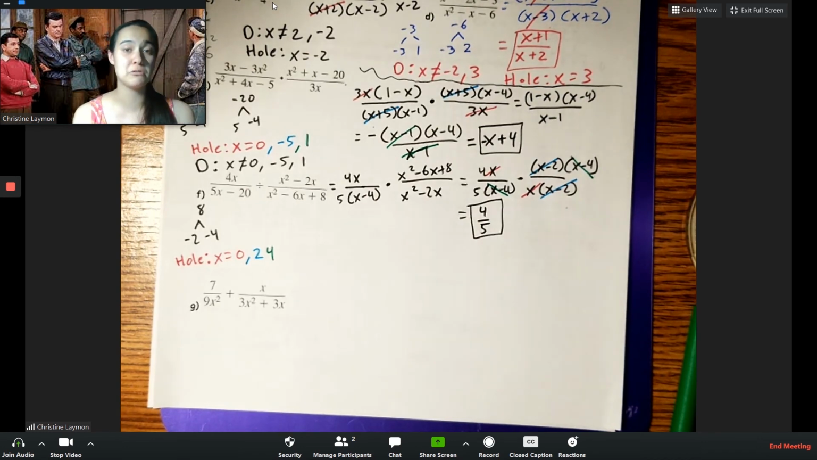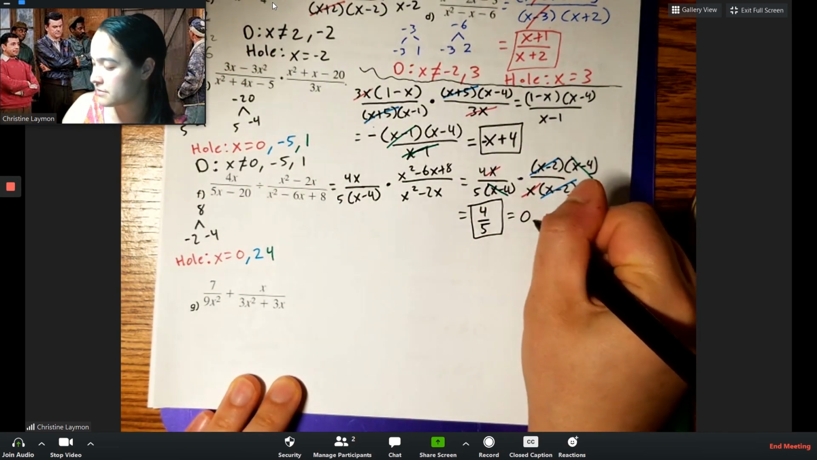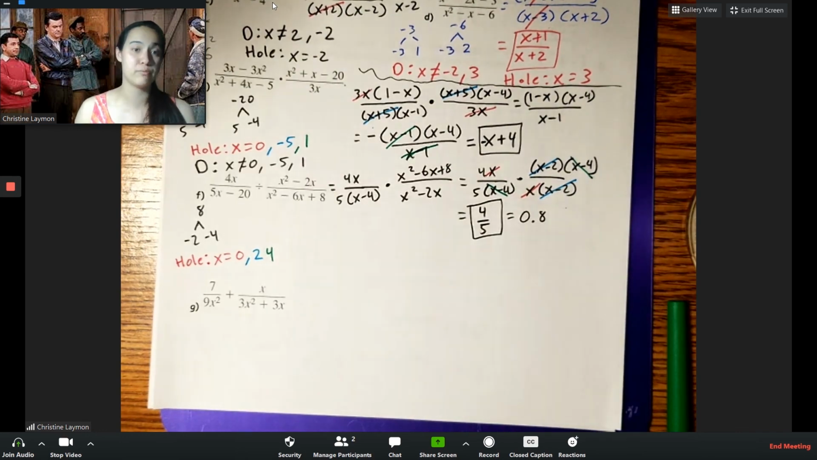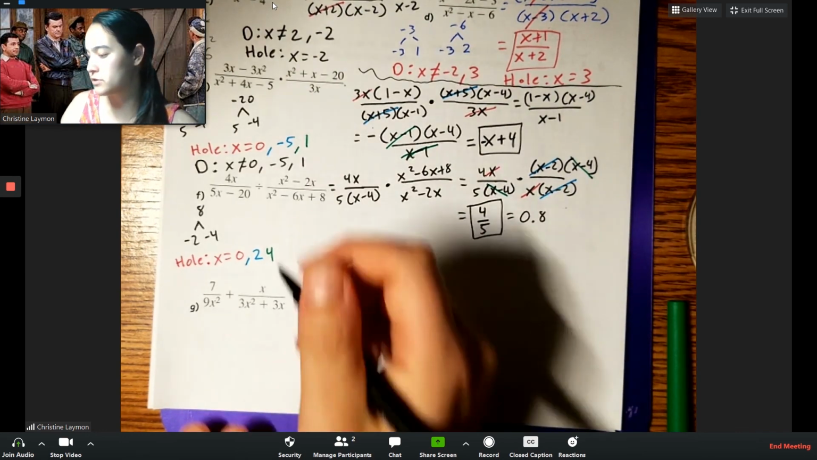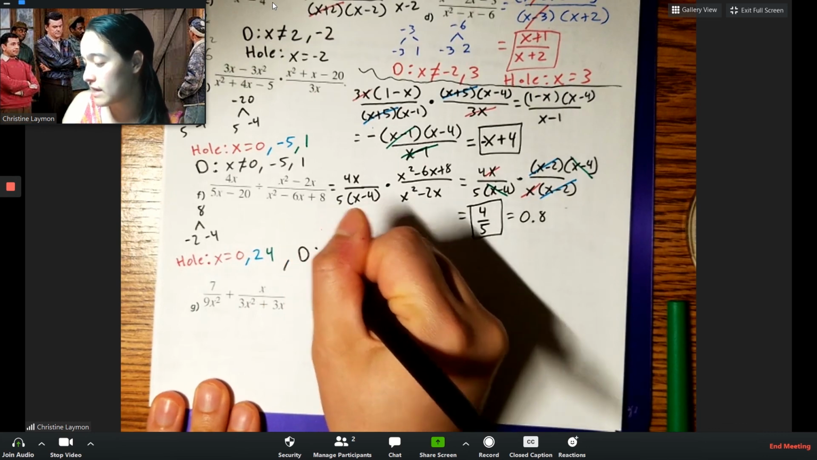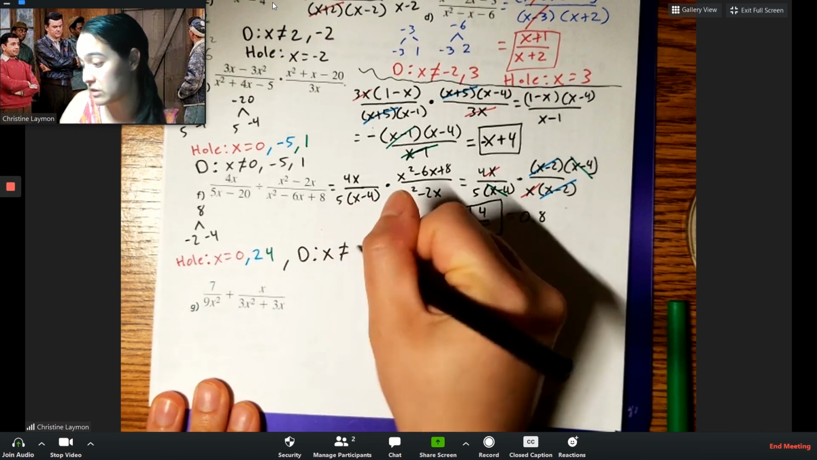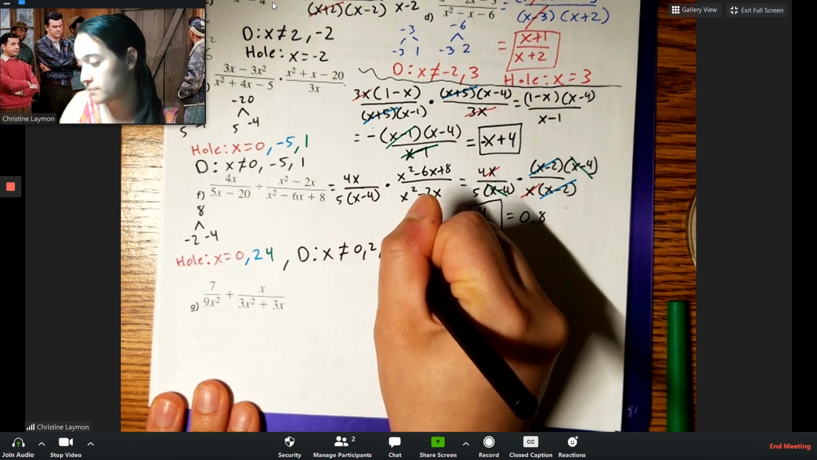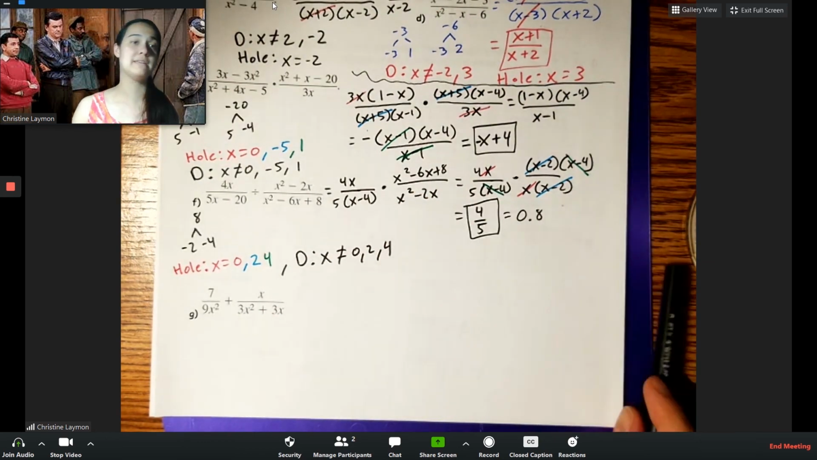That's a horizontal line at 0.8 because 4/5 is the same thing as 0.8. If you want to see that, 4 divided by 5 is 0.8. Okay, so let's go ahead and name the domain right now. So those are my holes, and my domain happens to be everything that's not 0, 2, and 4. Let's go ahead and take a look at that graph.